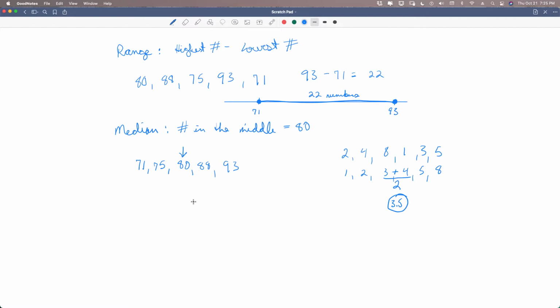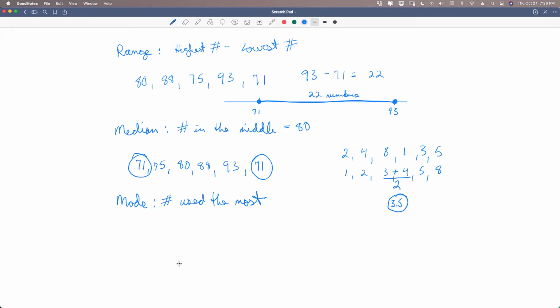All right, another thing that we look for is mode. Let's say that we have another number in this list, and that number is 71. So we have 71 once and 71 twice. When we have a number that's used more than once, the number that is used the most is the mode. So in this case, we have a 71 here and a 71 here. There's two 71s. That would be the mode.